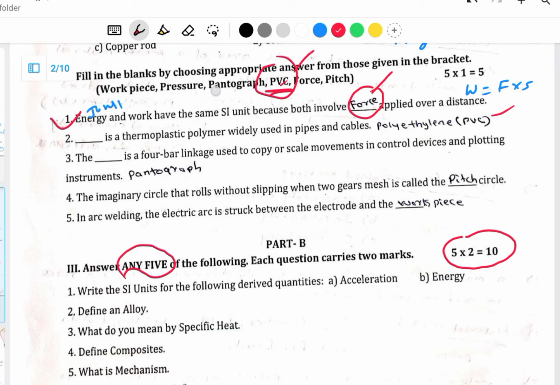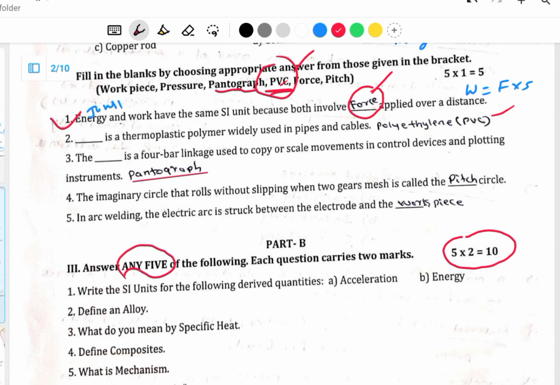So next, the dash is a 4-bar linkage used to copy or scale movement in a control device and a plotting instrument. So here it is the pantograph. In the pantograph, which is a device, the 4-bar linkage mechanism is used.